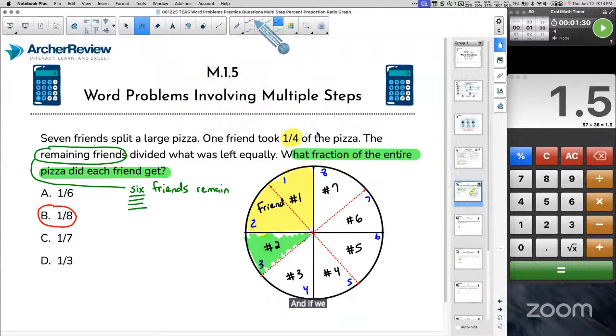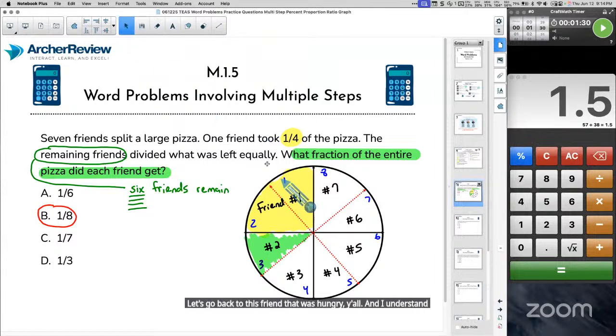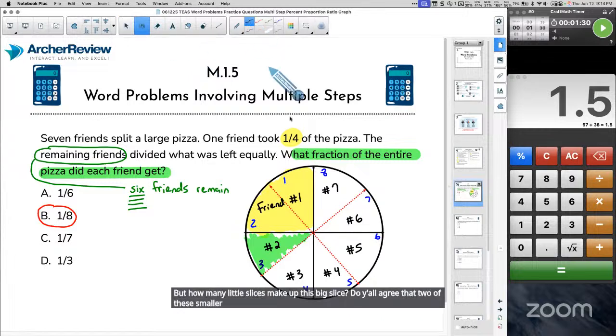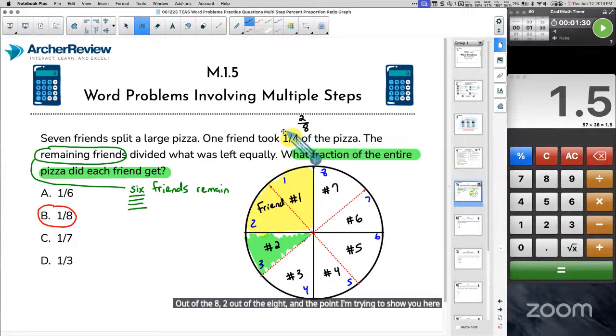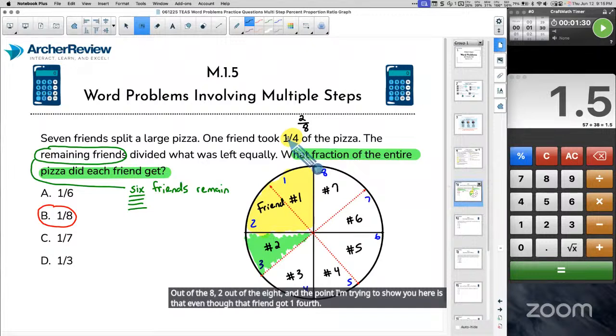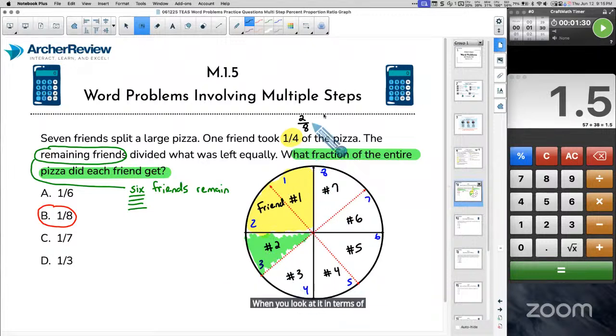And if we go back to the friend that was hungry, y'all, I understand. We broke this up into one big old yellow slice, right? But how many little slices make up this big slice? Do y'all agree that two of those smaller slices out of the 8, 2 out of the 8, and the point I'm trying to show you here is that even though that friend got 1/4, when you look at it in terms of 8 slices, 2 out of 8 is still 1/4, y'all.